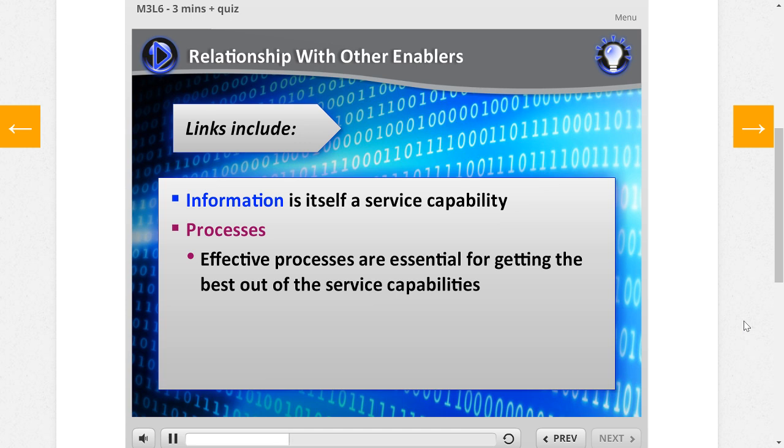For example, buying the most reliable hardware and the most tried and tested software will not deliver a quality service if the processes used to manage and support the technology are missing or ineffective.